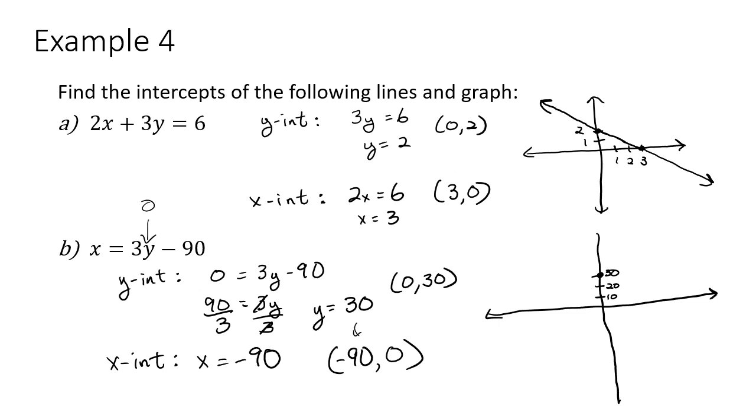And then we have a negative x this time, so I'm going to go to the left, negative 10, and then I'm going to skip. You don't have to label every single one. Negative 20, 30, 40, 50, 60, 70, 80, 90. And so this line would look something like this.